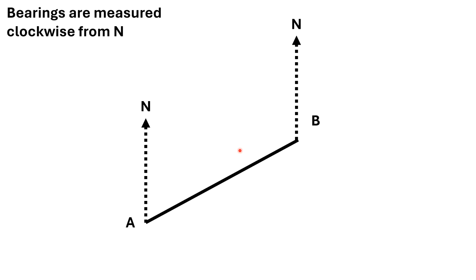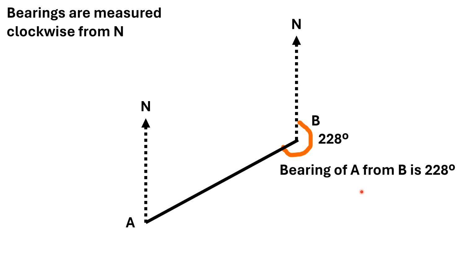North means up top. So if we have 2 points, A and B, this angle right here, this bearing right here, 228, would be the bearing of A from B. Okay, so A from B, it comes from B, 228, and it is clockwise. Similarly, if we had this angle right here, 48 degrees, it goes from north to the line, and this is the bearing of B from A. Okay, and it goes clockwise again until reaching the line.